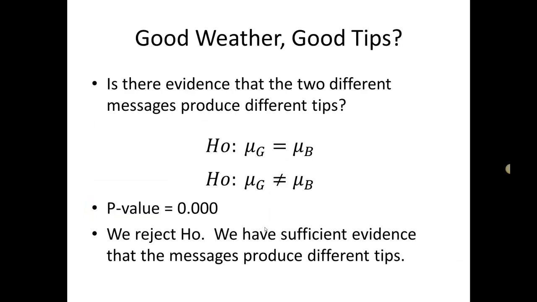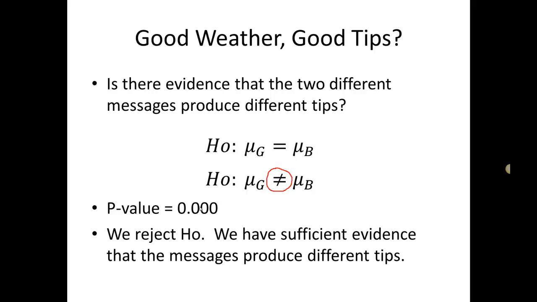Okay, back to our original question. Is there evidence that the two different messages produce different tips? We have our original hypotheses here. Null hypothesis, that the two means are equal. Alternative, that they are not equal to each other. This was a two-sided test, because we have the not equal sign here in the alternative hypothesis.